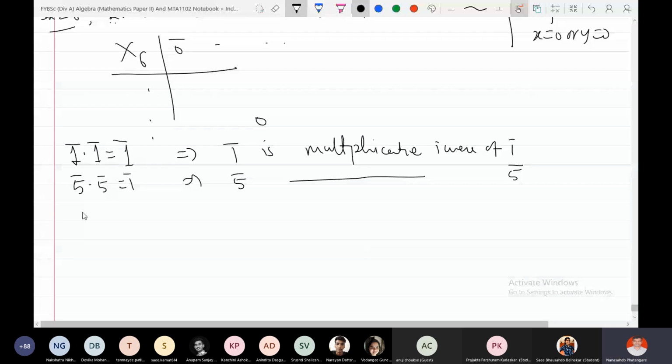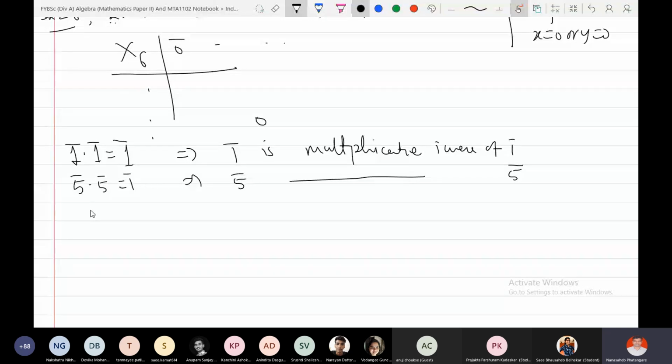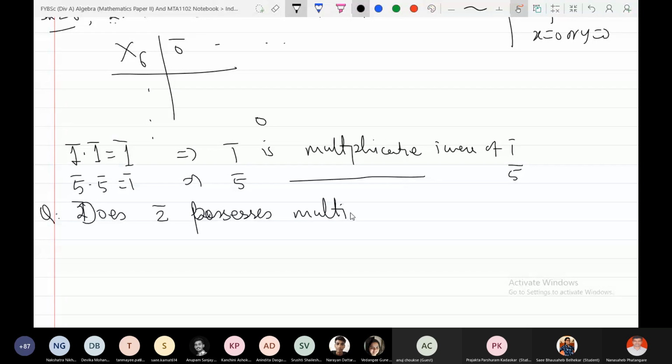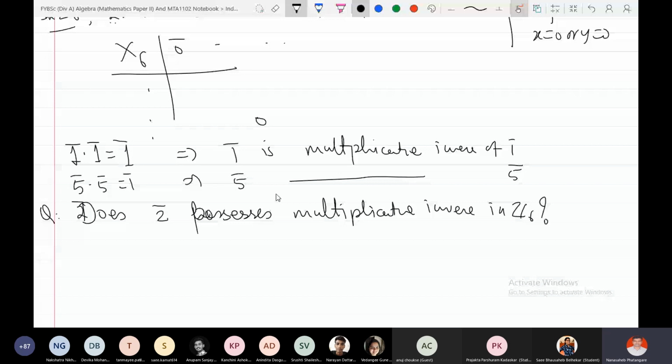Now, what remains? 0 bar is no question about multiplicative inverse, because 0 bar is the zero element. When we talk about multiplicative inverse, it is for non-zero elements; 0 bar is the zero element of that set, or additive identity. So 2 bar, what is the multiplicative inverse of 2 bar? The question is, does 2 bar possess a multiplicative inverse in Z6? And the question is easy, you just check: combine 2 bar with any other element, can you get 1?